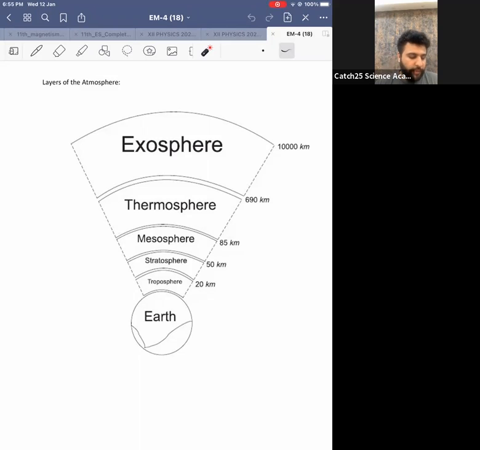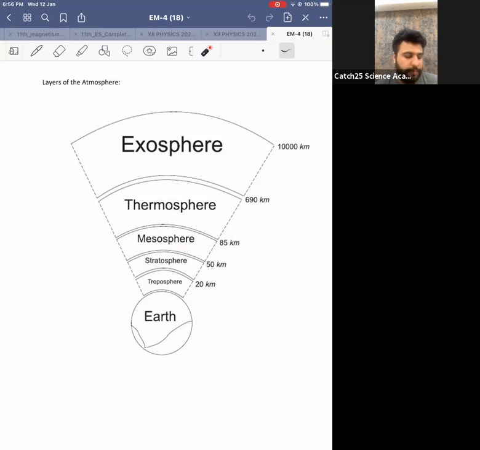So two points of troposphere are over. First point is it is at a distance, and second one is it contains breathable air and water cycle. Two points of stratosphere: first one is it is at a distance of 50 kilometers from the surface of the Earth, and the second point is it contains ozone layer which protects the Earth from the harmful UV radiations of the sun.